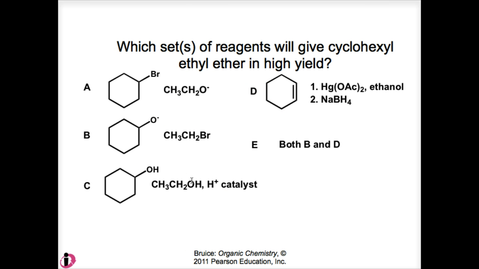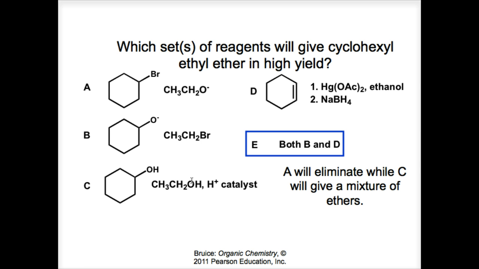All right, let's look at this one. Which set of reagents will give cyclohexyl ethyl ether in high yield? By elimination, B and D are correct. A, with a good, strong nucleophile, will cause an elimination reaction, E2.